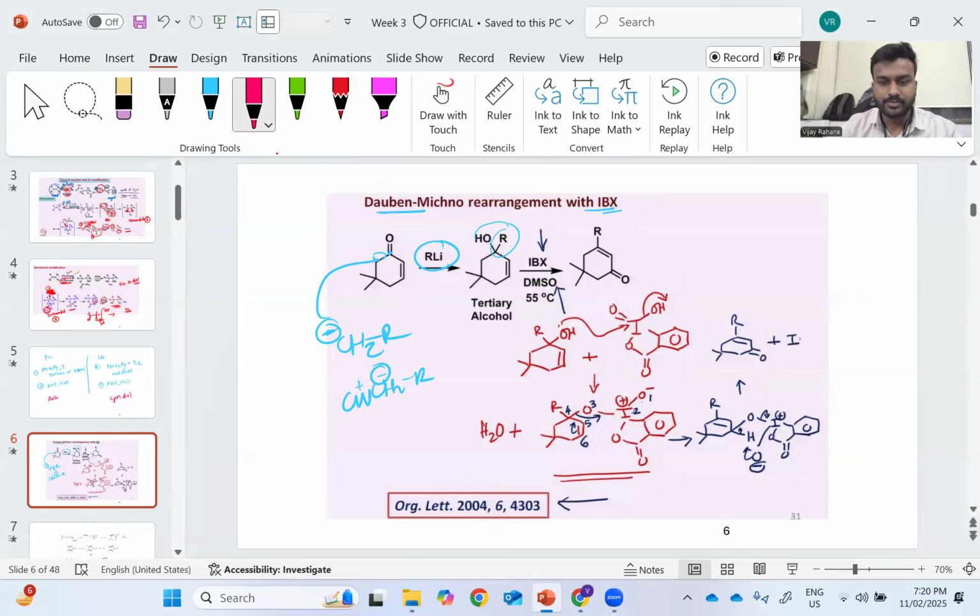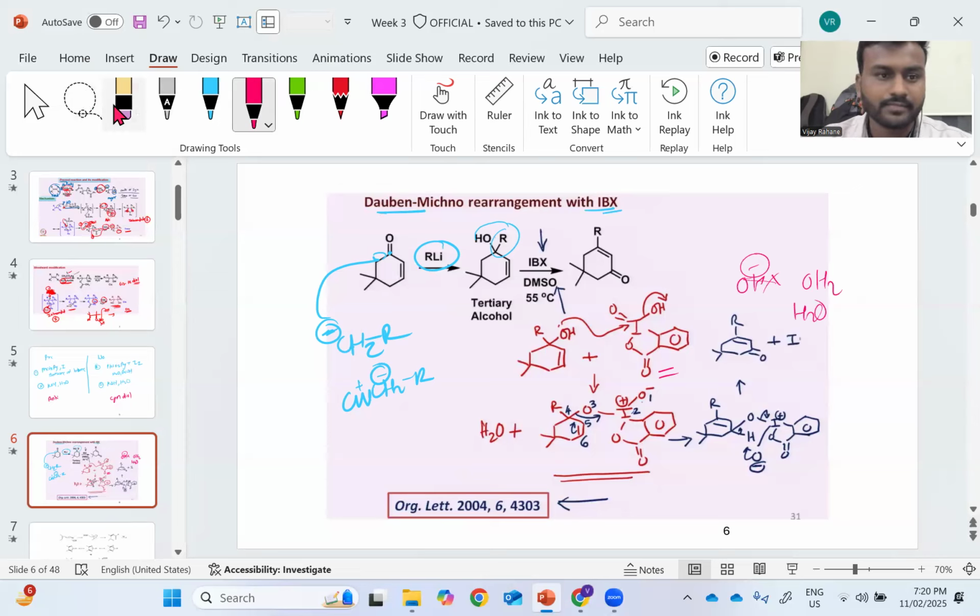And when we use IBX, we already know the structure of IBX, right? This is the structure of IBX. The alcohol OH reacts with the iodine and releases OH minus. This OH negative is removed not as OH minus but in the form of water, H2O, right? Then it converts into the intermediate in this fashion, and we have the double bond here.